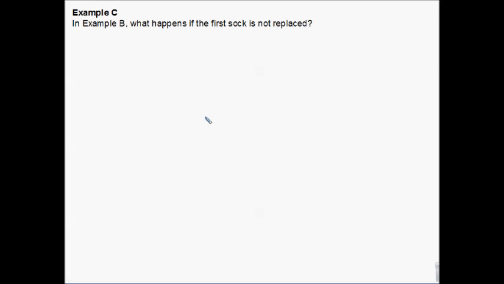If the first sock is not replaced, it becomes out of 53 for the second. So it changes the outcome for the probability of a white.